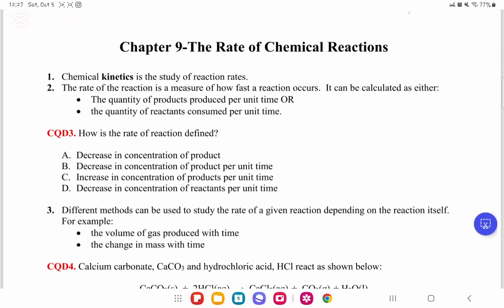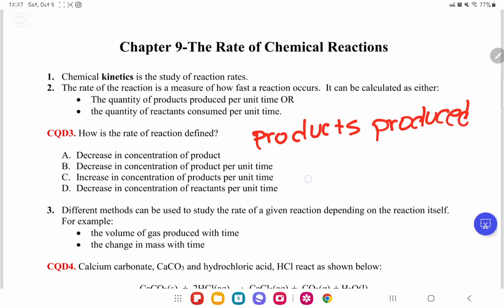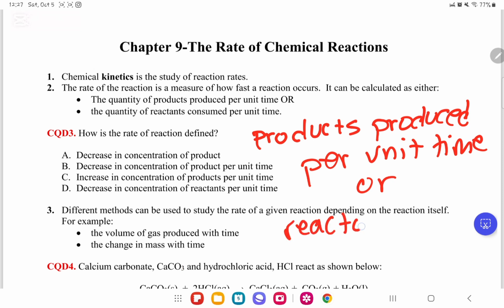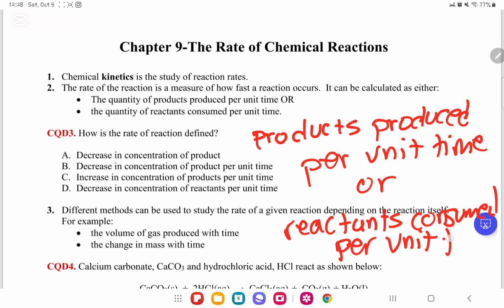In the previous video, the summary of chapter 9, we said the rate of the reaction is defined, measured, or calculated as either the products produced per unit time or the reactants consumed per unit time.